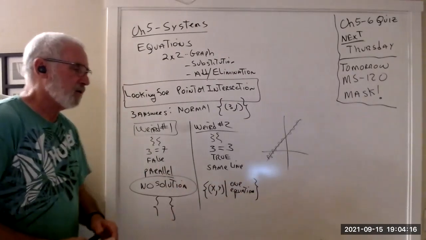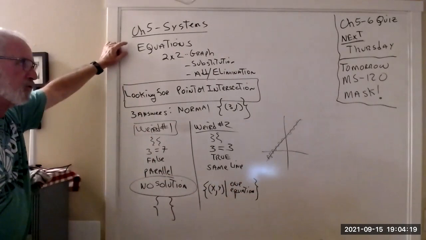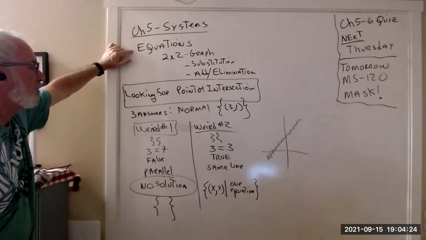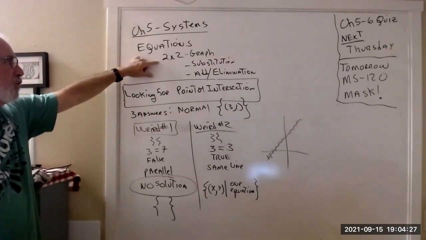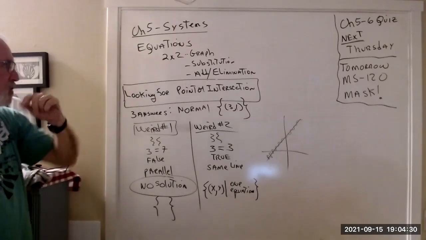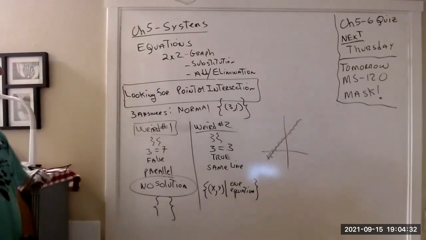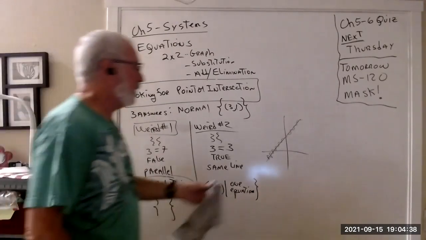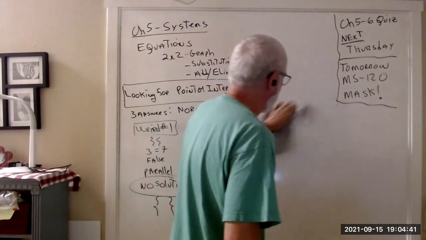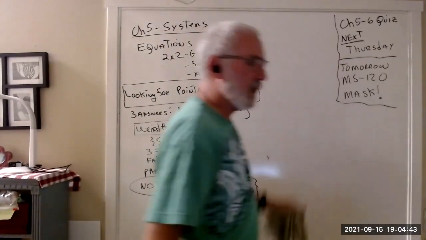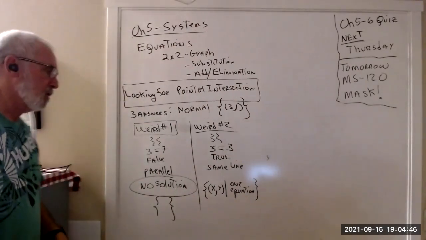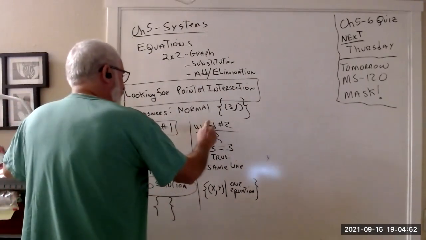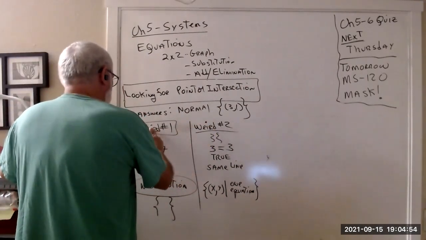Okay, I'll pause. I'm not quite done. I'm just doing a real quick overview of chapter 5, all about systems. We had equations, 2 by 2s. We've practiced graphing, substitution, addition, elimination. And these are our types of answers. Any questions? Again, I understand I'm talking fast, and I wrote fast. Any questions about anything I've said, or does this contradict what you thought you heard me say earlier?